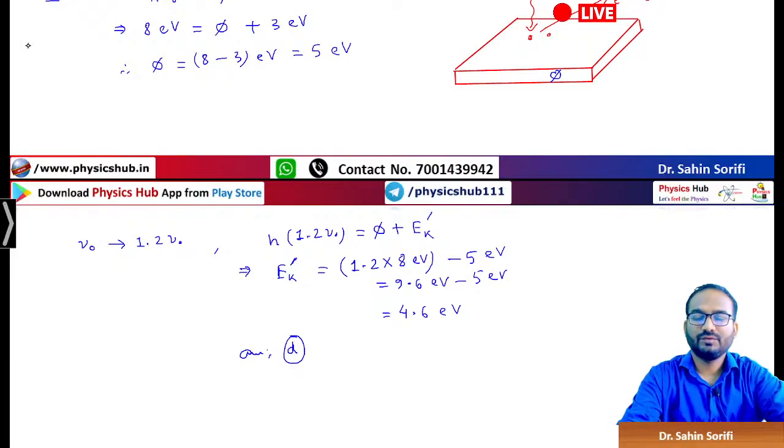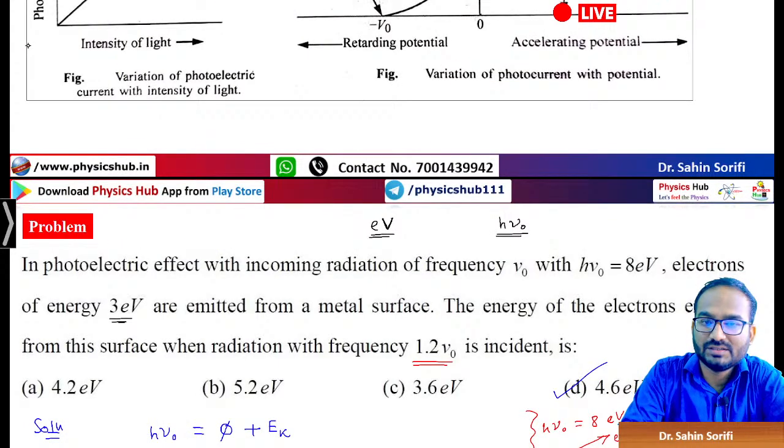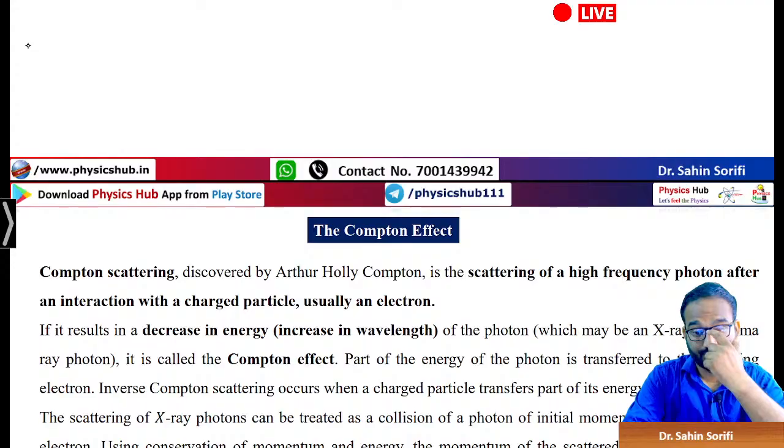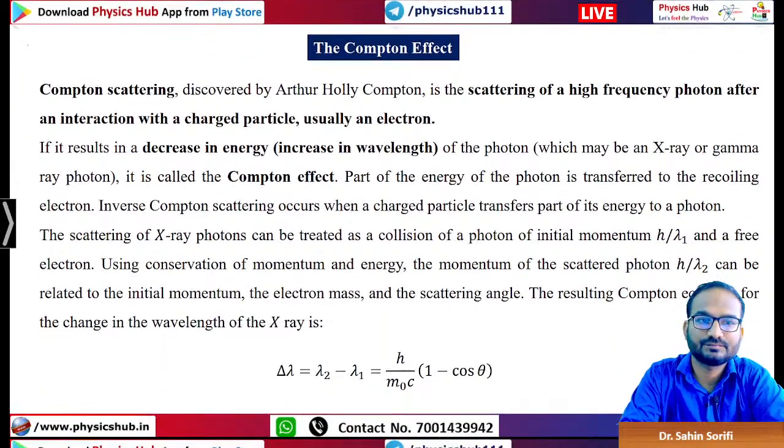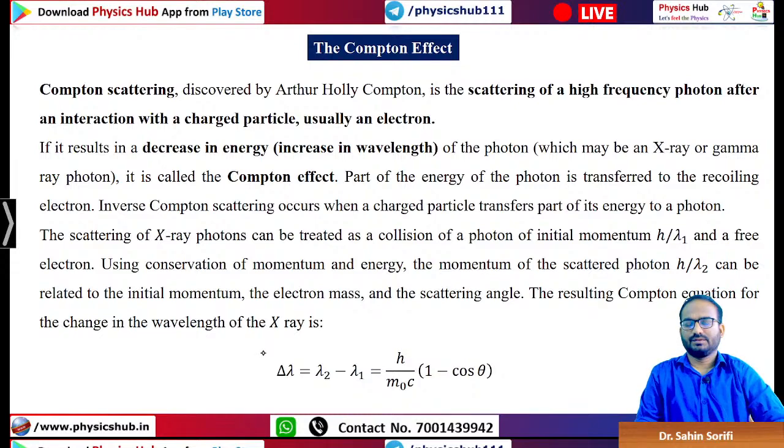So we have done photoelectric effect. Let's move on to Compton effect. This effect is also very important. So let's briefly talk about this Compton effect.